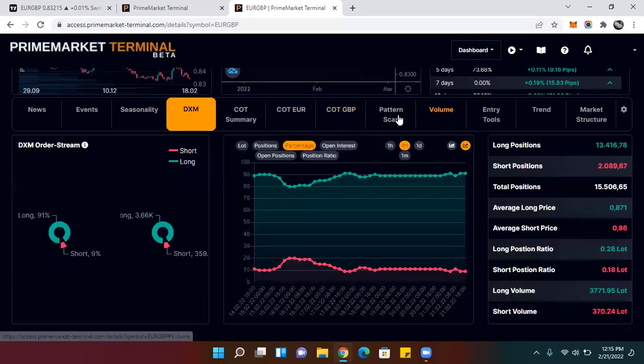And as you can see, there was no pattern scan. So automatically right here, I'm just going to be trading against the retailers.